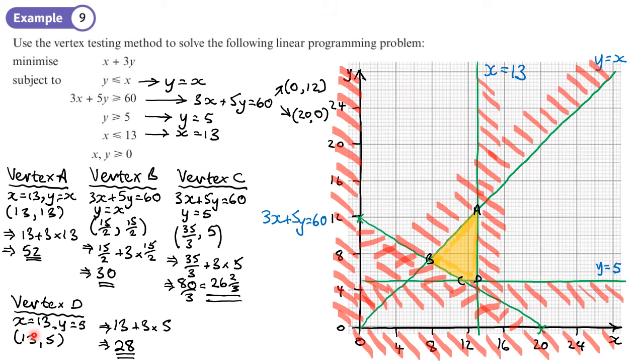So last one, vertex D. That's the intersection of the lines x equals 13 and y equals 5. So that's just the point 13, 5. We put 13 and 5 into the objective function. 13 plus 3 times 5, we get 28.